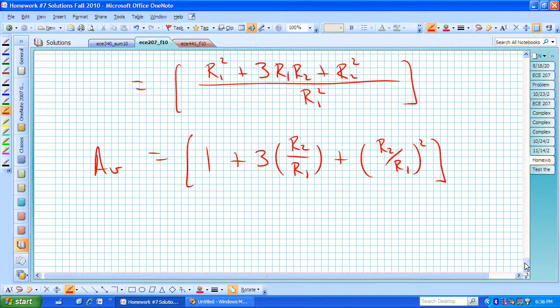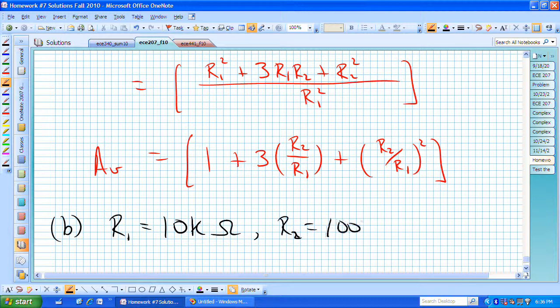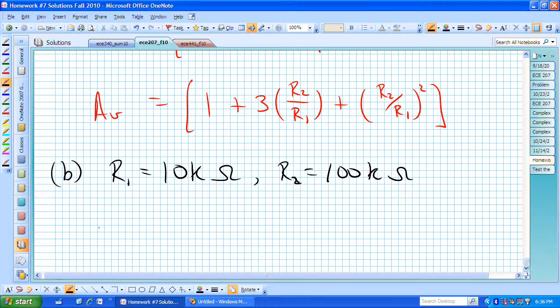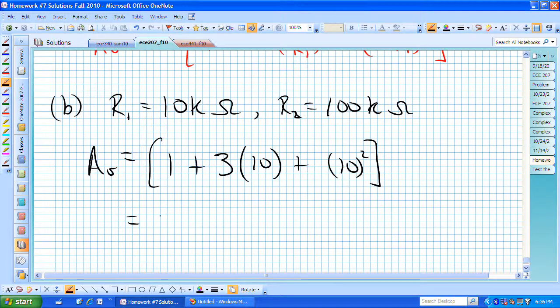Part B wants us to find that particular gain expression for particular values of R sub 1 and R sub 2. Specifically, R1 is 10K, R sub 2 is 100K ohms. If we plug that into A sub V, we end up with 1 plus 3, and 100K divided by 10K is really just a factor of 10. Or we now have 1 plus 30 plus 100, or our gain is now 131.